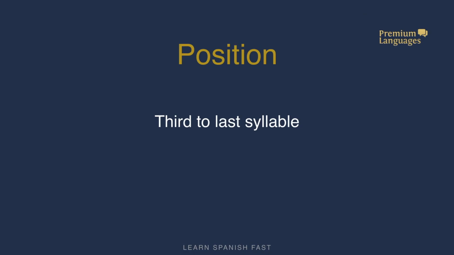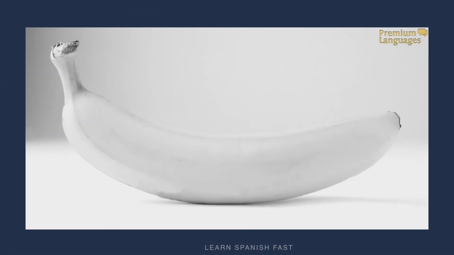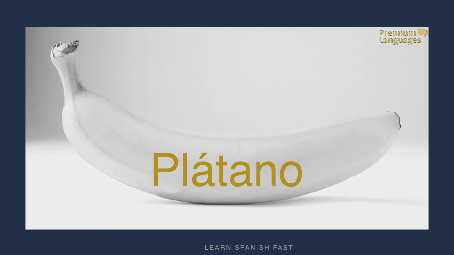And an example of the third to last syllable is the word plátano, plátano, banana. If we start counting from no, we can see that plá is the third to last. So no, the last, ta, second to last, plá, third to last. It is also the first in this case, but it doesn't really matter. The important thing is that it is the third to last, plátano.